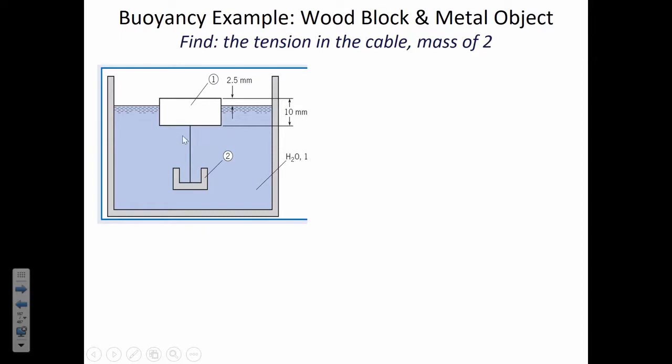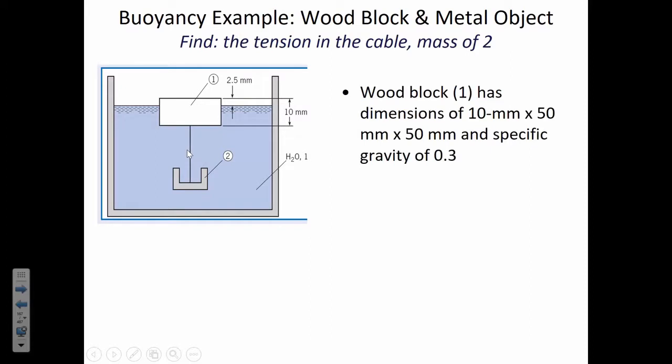So we're actually going to have to do a series of force balances. First of all, a force balance on this wooden block that's up at the surface, and then a force balance on the submerged metal object in order to find the tension in the cable. Here's some of the given information. First of all, this block is 10 millimeters by 50 millimeters wide and 50 millimeters into the page. And then the specific gravity of the block is given, so you can use that relative to water to find the unit weight of the wooden block.